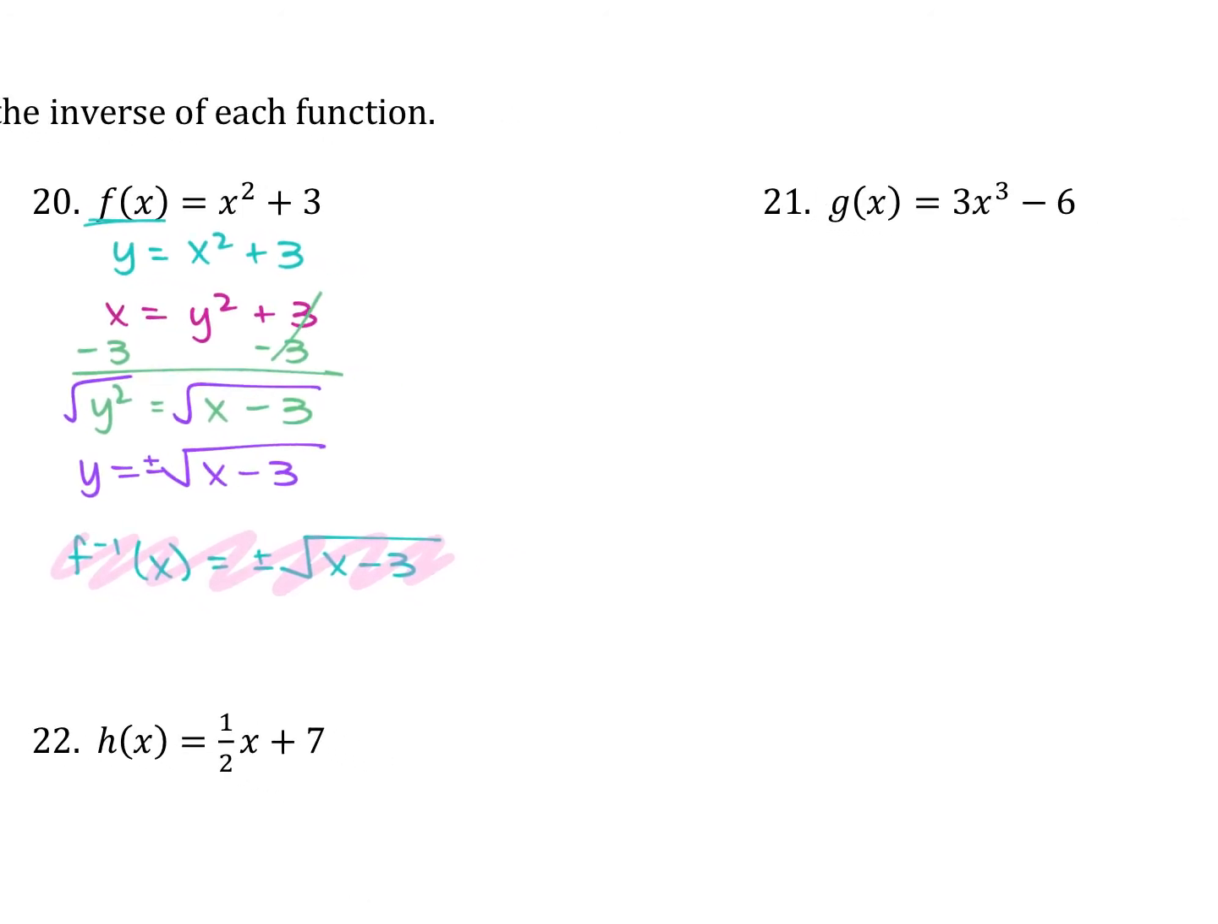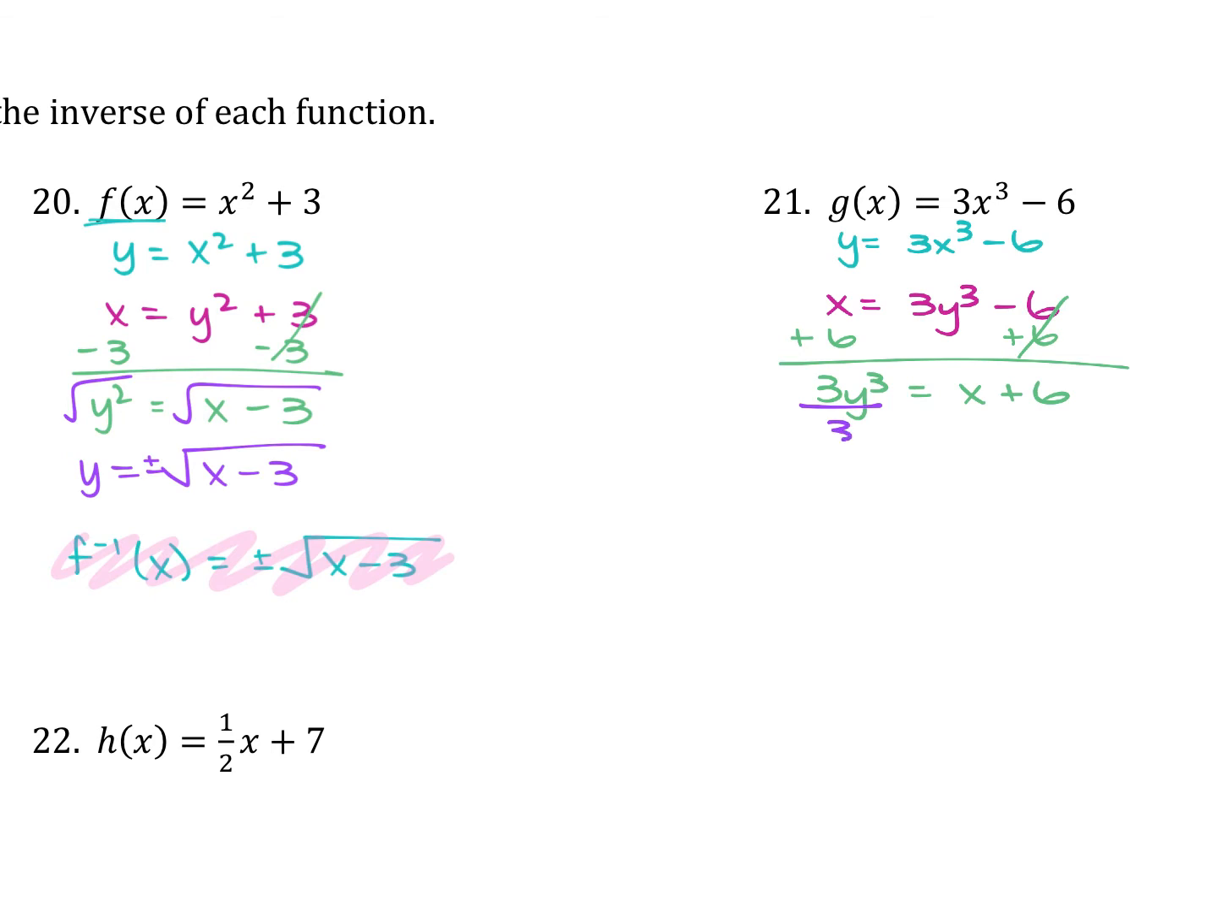For 21, you have g of x is equal to 3x cubed minus 6. We're going to change that g of x to be y. So y is equal to 3x cubed minus 6. Then we're going to switch x and y. So it's going to be x is equal to 3y cubed minus 6. Move your 6 over, add it to both sides. This gives us 3y cubed is equal to x plus 6.